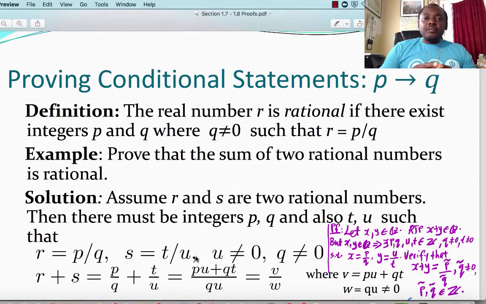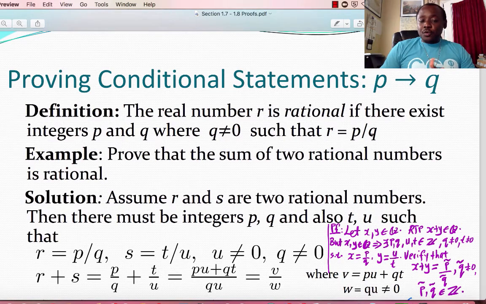Math is beautiful. Before we take a break, why don't we look at rational numbers? A real number R is said to be rational if there exist integers P and Q, where Q is different from 0, because if Q equals 0, we have a problem. We would be dividing by 0, such that R equals P divided by Q. So R is said to be a rational number if I can write R as P over Q, where both P and Q are integers and Q specifically is different from 0.